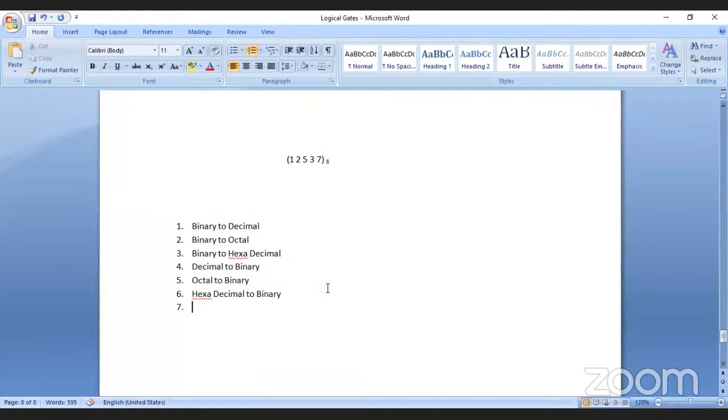So in today's session, we'll see some other conversion types. We'll try to see simple examples. That is the reason, because we have to understand. Somehow the next steps will be somewhat different.